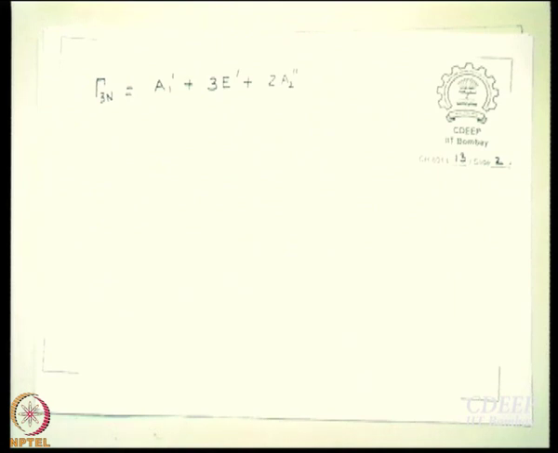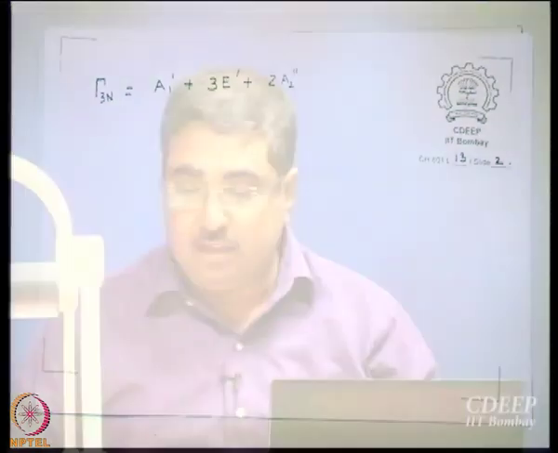Then what about E double dash? Is this E double dash or no? Or nobody has worked it out? Even if you don't tell me anything more, I can work it out. This is a one-dimensional representation. So 1. E dash is 2-dimensional, 2 into 3 is 6, 6 plus 1 is 7, 7 plus 2 is 9.